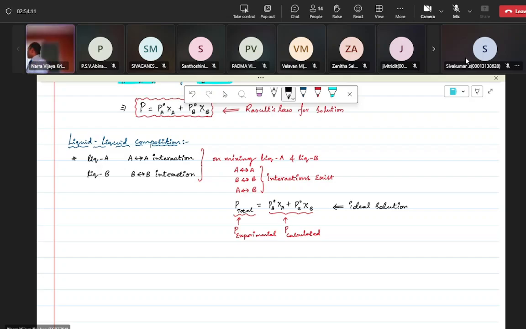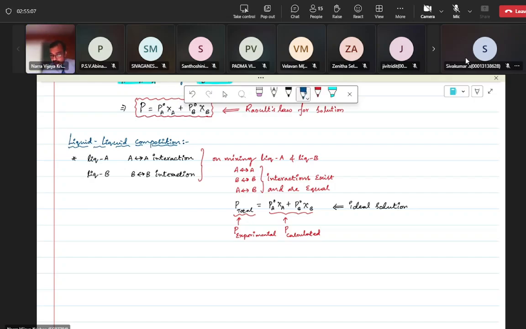Are you able to understand? PA naught into XA plus PB naught into XB. If I add these two, and it is equal to the pressure practically obtained, the practically obtained value and what I have done theoretically both became equal, then I call it an ideal solution. This is possible if and only if all these interactions exist and are equal. AA interactions will be equal to BB interactions, equal to AB interactions. If all interactions are equal, then the experimental value and theoretical value become equal. Then only I call it an ideal solution.